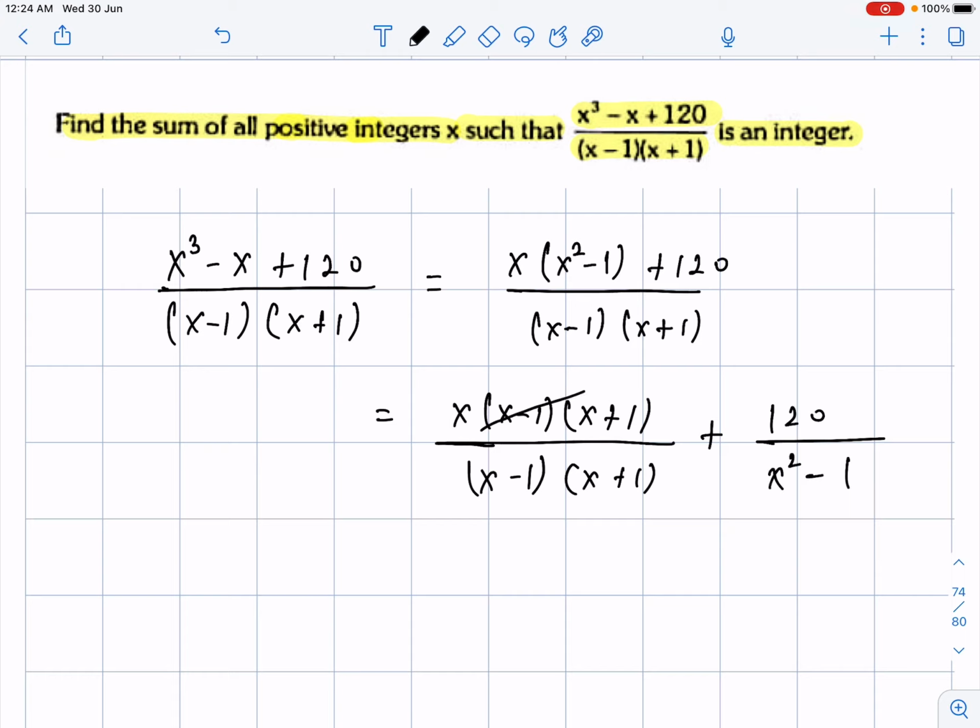Now this will be going to get cancelled with this. So finally we'll be going to get what? x plus 120 divided by x square minus 1.